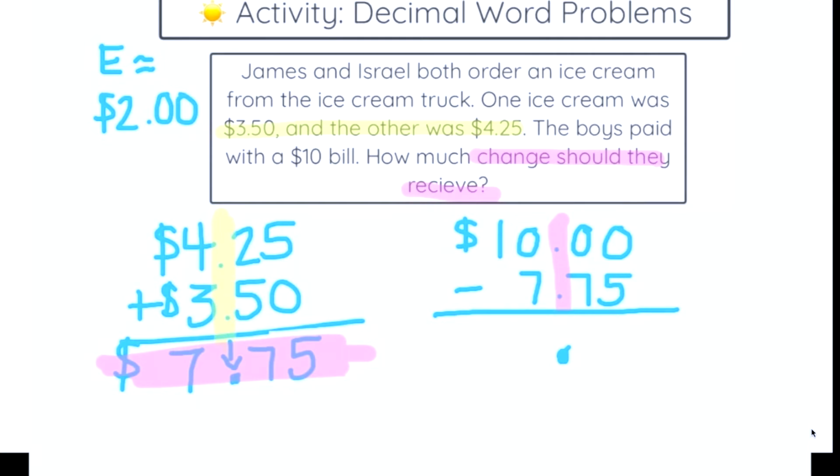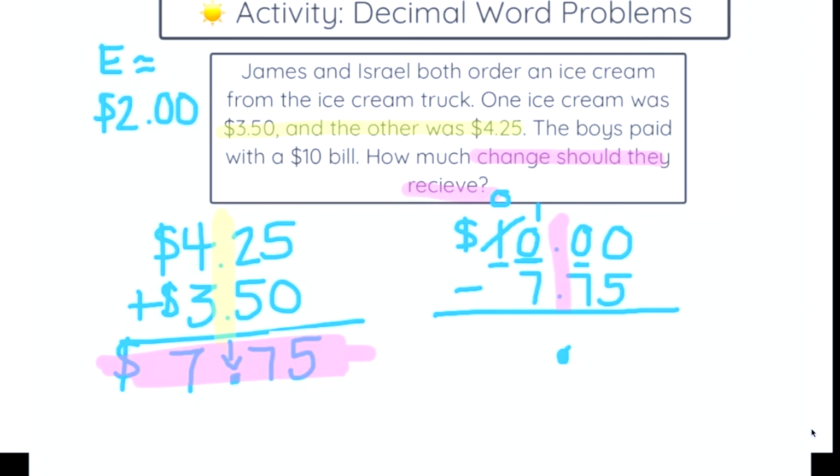I can't take 5 away from 0. And next door, there's nothing that I can regroup from. So I'm going to go next door to that in the next place value. There's still nothing there that I can use to help me regroup. So I'm going to go next door to this in this place value, which is the tens, and I can finally regroup from there. So I'm going to cross out that 1, make it a 0, and regroup to the ones place. Now I have 10 ones there.